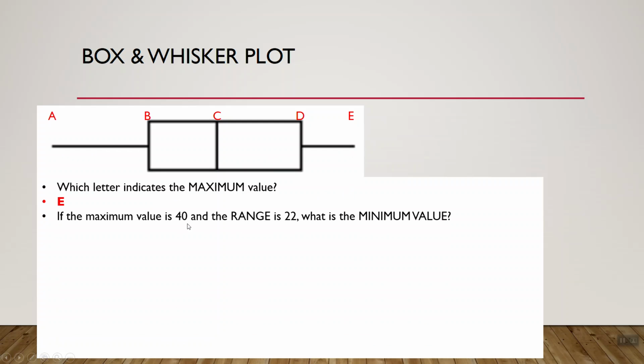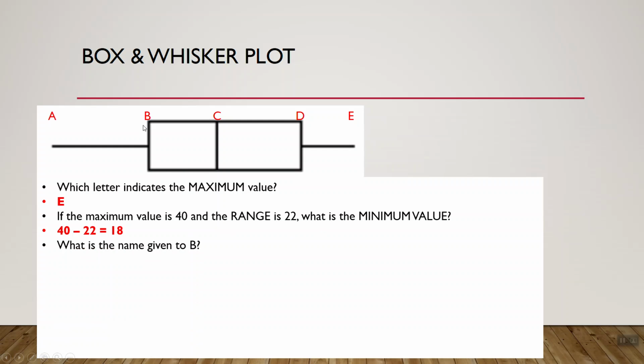If the maximum value is 40 and the range is 22, what is the minimum value? Well, the minimum value is here, A. So the difference between A and E is 22. So if E is 40, then if I take 22 off 40, it'll bring me back down to the minimum value, and that's going to be 18.